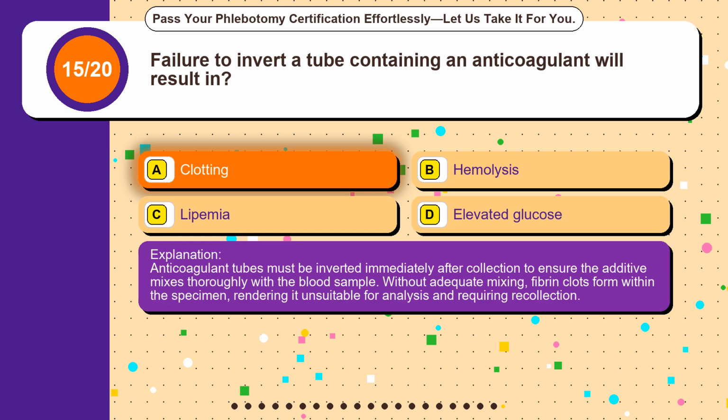Anticoagulant tubes must be inverted immediately after collection to ensure the additive mixes thoroughly with the blood sample. Without adequate mixing, fibrin clots form within the specimen, rendering it unsuitable for analysis and requiring recollection.